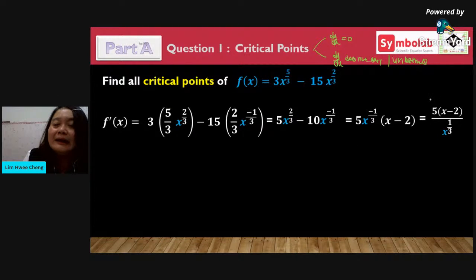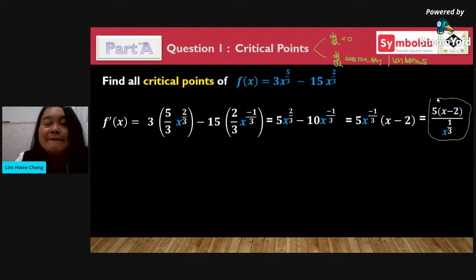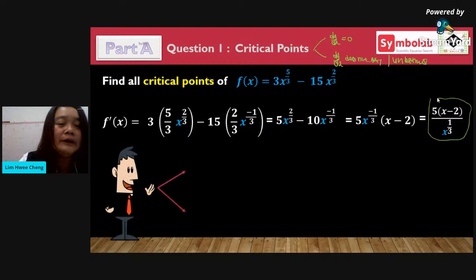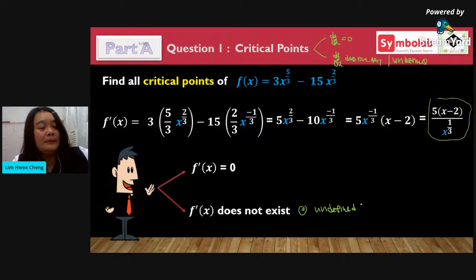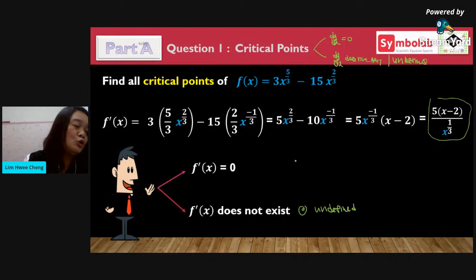You will notice that my f prime is a rational function. And the theory says that the critical point occurs when f prime is 0 or f prime does not exist, or, as you said earlier, it is undefined. Yes, you are correct. So we proceed and test whether you have these two conditions.